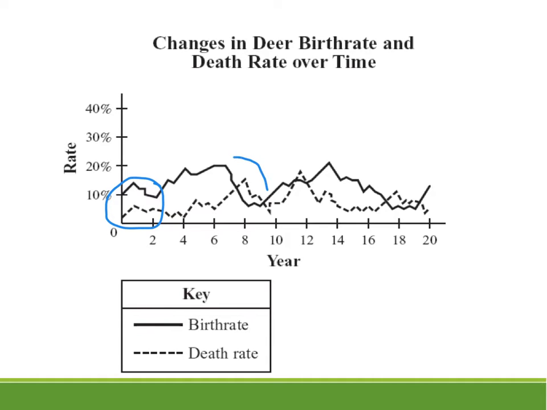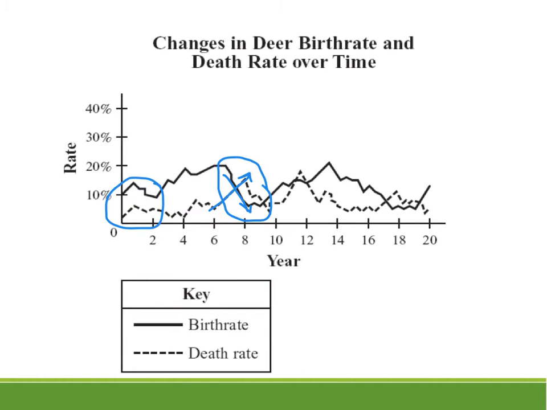But then here around year 8, we're seeing our birth rate plummet. It's really going downhill, and the death rate going up. And so this tells you during this time period, the population would be decreasing because we're not getting many new individuals born, and there are quite a few individuals that are leaving the population through death.